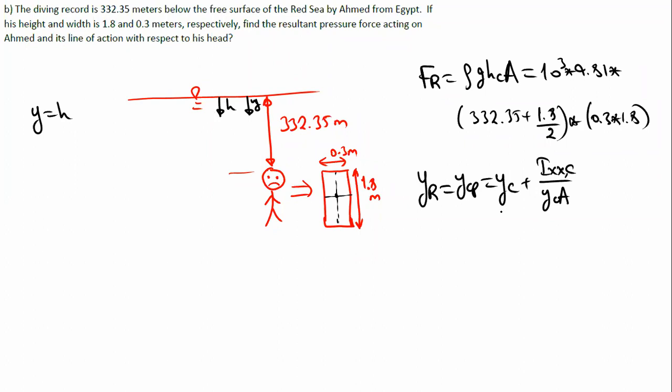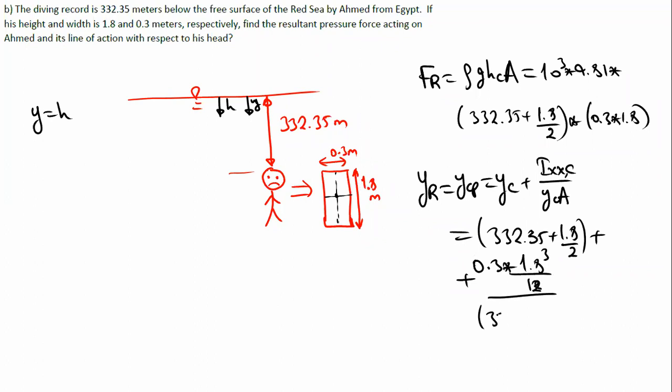They are the same coordinates, therefore no need to worry about it. And the YC will be 332.35 plus 1.8 divided by 2. Then IXXC will be: B is 0.3, and H is 1.3 to the power of 3 divided by 12. That is the IXXC part, divided by HC, which is 332.35 plus 1.8 divided by 2, the YC part, and the area is the same, 0.3 multiplied by 1.8. From this you will get the value of R.